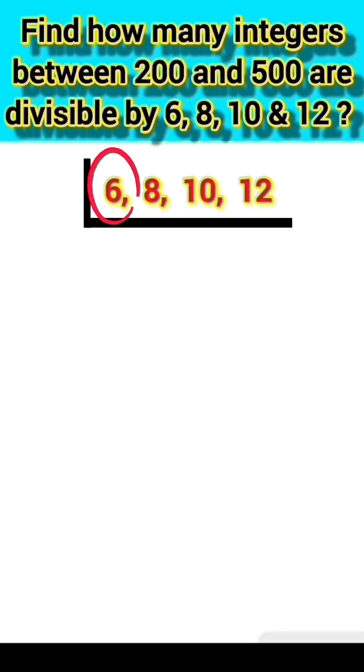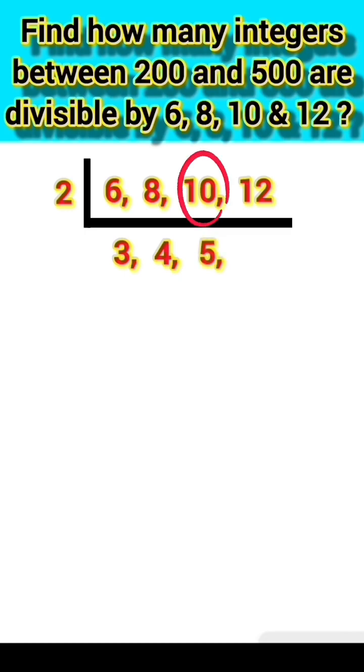6 in 2 table, that is 2 3s are 6. The other number 8. 8 in 2 table, that is 2 4s are 8. The other number 10. 10 in 2 table, that is 2 5s are 10. The other number 12. 12 in 2 table, that is 2 6s are 12.